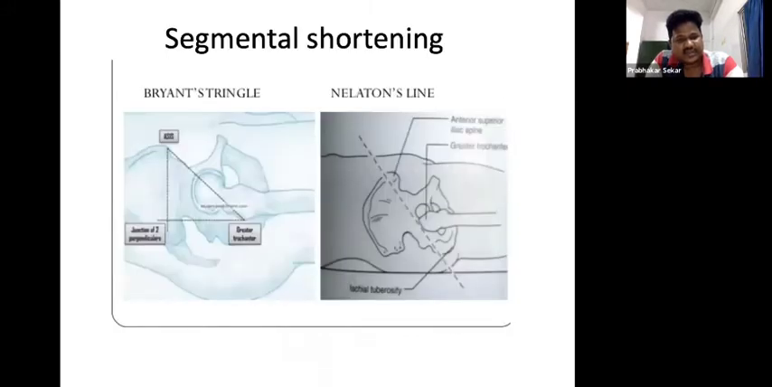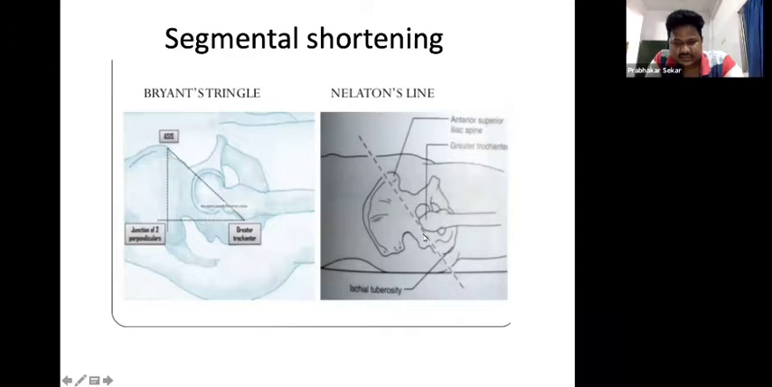So Bryant's triangle: you know Bryant's triangle. A line is drawn from the greater trochanter to the ASIS, another horizontal line, then another perpendicular line cutting both lines. So this is the base. If the base is shortened, then it is supratrochanteric shortening.